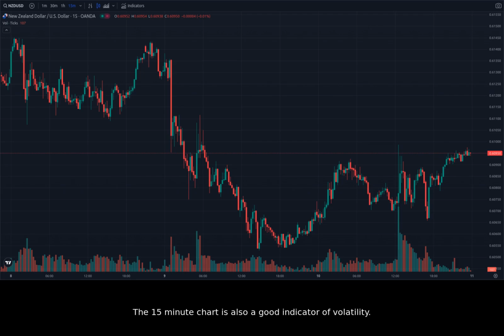The 15-minute chart is also a good indicator of volatility. When the price is moving quickly and the candles are large, it indicates that the market is volatile. Scalpers can take advantage of this volatility by entering trades in the direction of the trend. However, it's important to be careful with scalping, as the market can move quickly against you. Using stop-loss orders is crucial to manage risk and protect your capital.